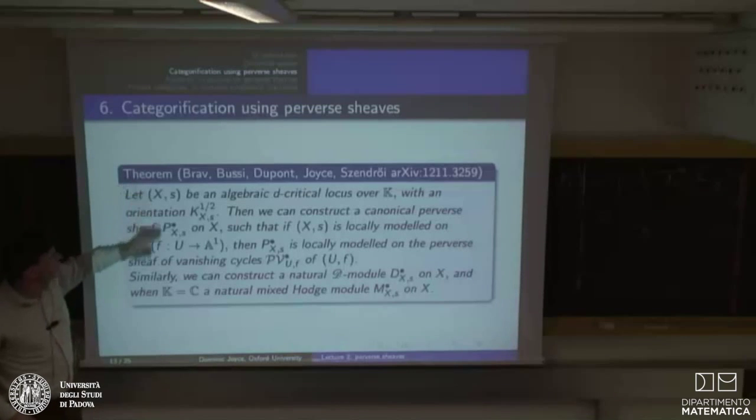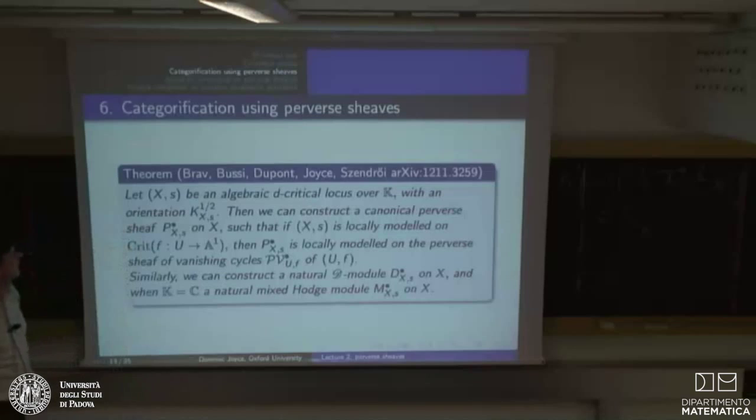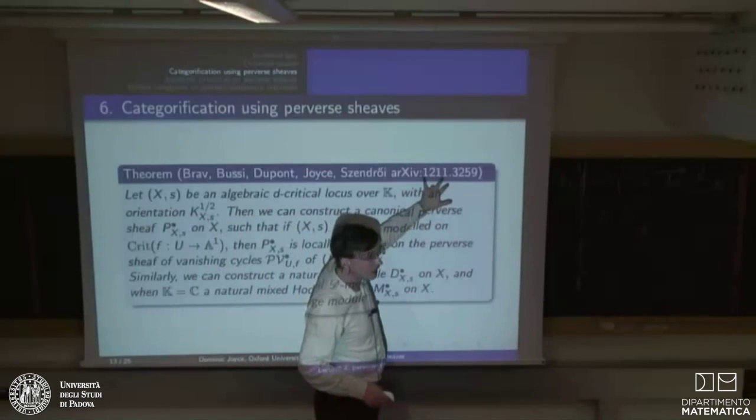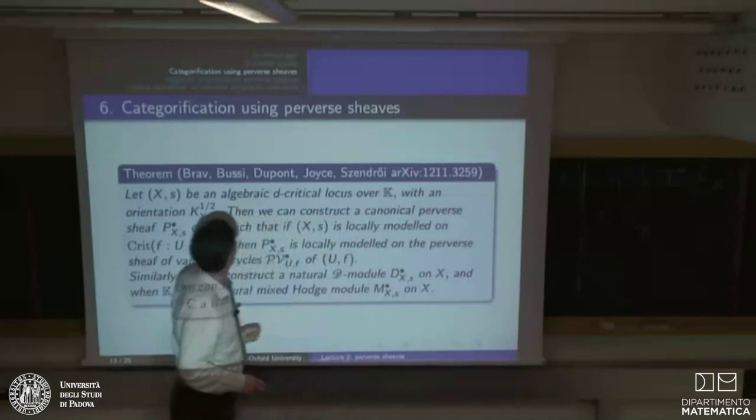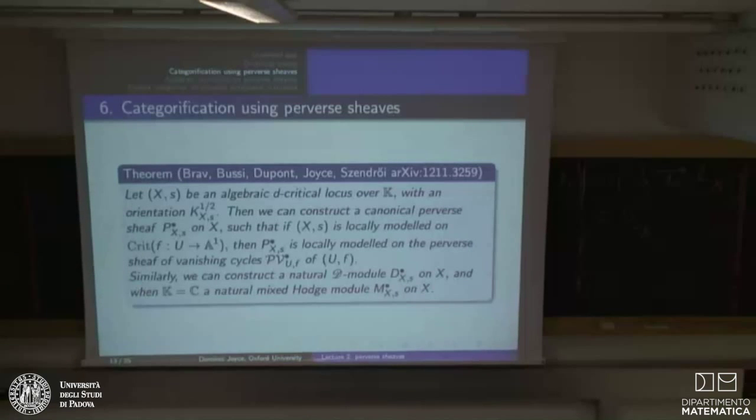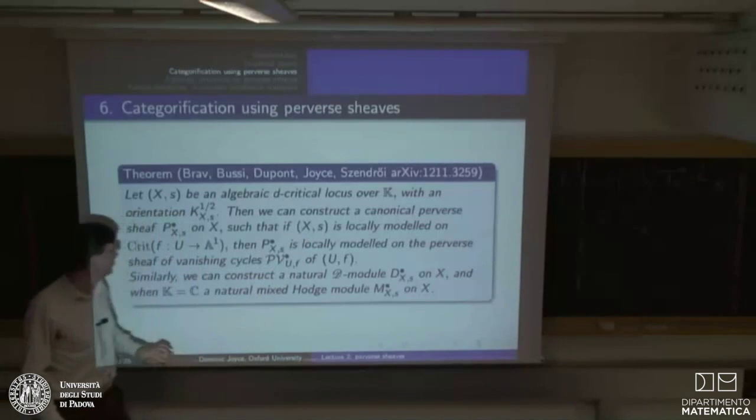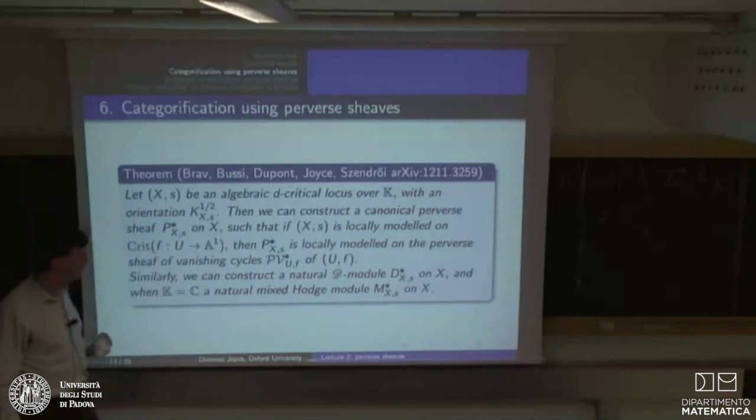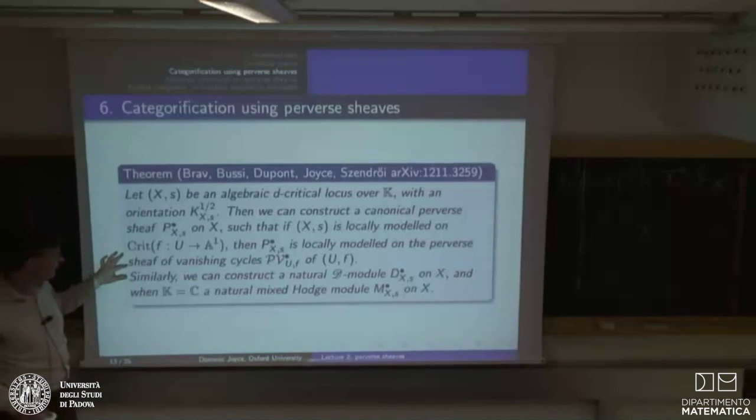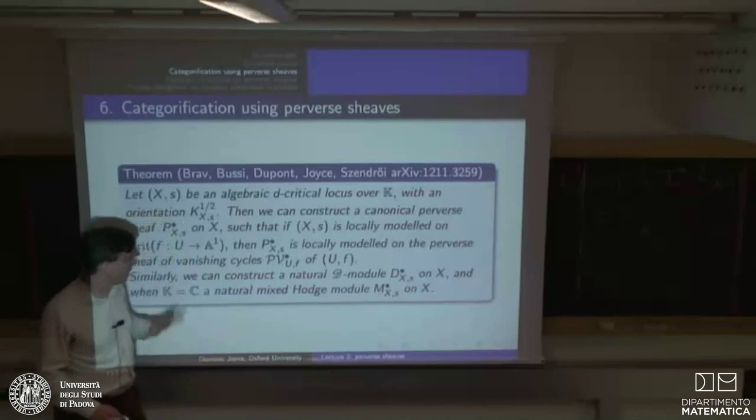So here's our theorem in that paper on the arXiv in 2012. This went on the arXiv in 2012, but I didn't invent d-critical loci till 2013, and so the paper got revised, obviously. If X, S is an algebraic d-critical locus over K with an orientation, then we can construct a canonical perverse sheaf P_{X,S} on X, such that if the d-critical locus is locally modelled on a critical locus of a regular function f on a smooth scheme U, then P_{X,S} is locally isomorphic to the perverse sheaf of vanishing cycles PV_{U,f}.